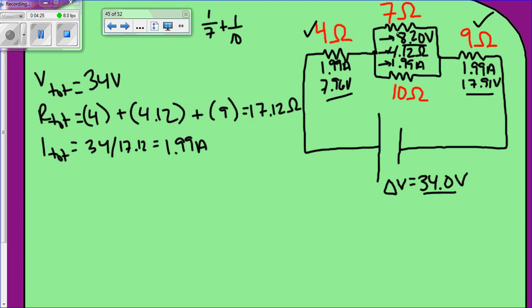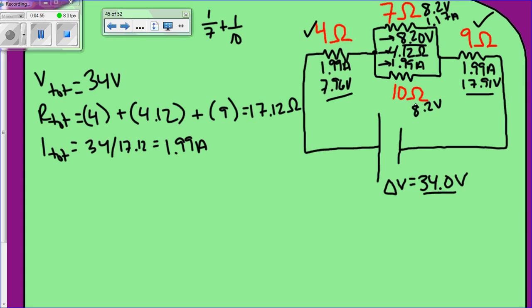Okay, so now that we know our totals for just the parallel, let's now look at the individual resistors. In parallel, the voltage is the same. So if the total voltage of the parallel is 8.20 volts, that also means it's 8.2 volts up here, and it's 8.2 volts down here. So now all I have to do is solve for the current for the 7 and the 10 ohm resistor by taking my voltage divided by my resistance. So for up here, 8.2 volts divided by a 7 ohm resistor is going to give me a current of 1.17 amps.